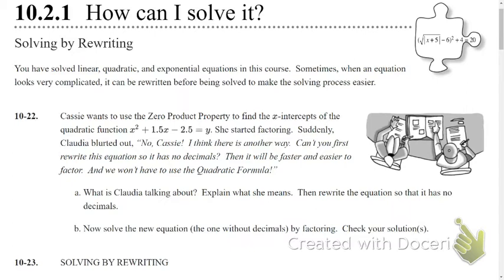So let's jump right into this. It says you've solved linear, quadratic, and exponential equations in this course. Sometimes when an equation looks very complicated, it can be rewritten before being solved to make the solving process easier.